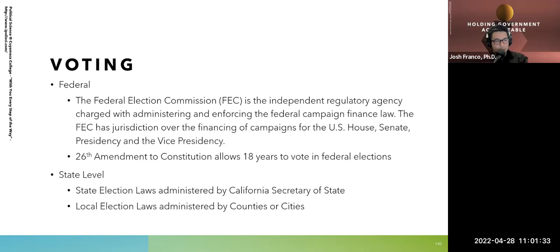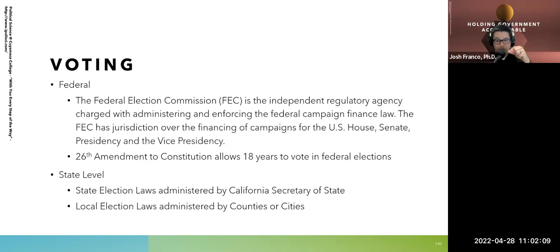Now, at the state level, at least here in California, state election laws are administered by the California Secretary of State, and local election laws are administered by counties or cities. So, for example, say you're interested in running for a local office like County Board of Supervisors, you are under the jurisdiction of local county laws with respect to campaigning, and you're also under the jurisdiction of state laws, but you're not under the jurisdiction of federal laws with respect to campaigning because you're not running for a federal office. So this is an example where you have a clear delineation of responsibilities.